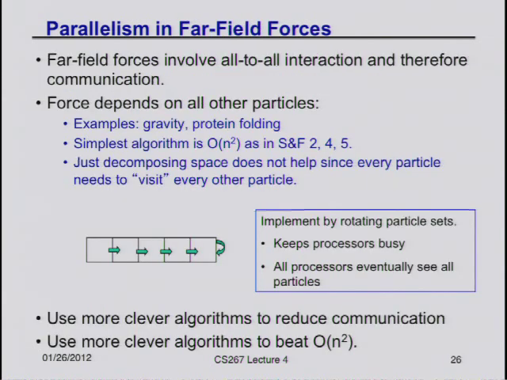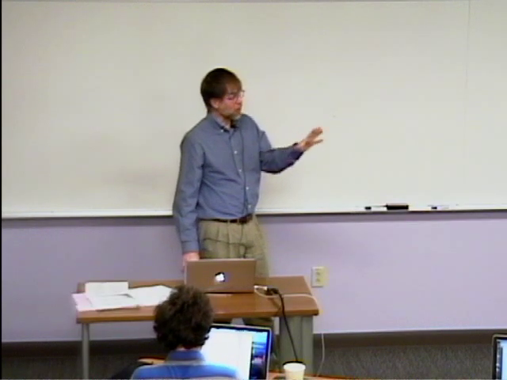And now we get to far-field forces, where it's a much more challenging problem. Everybody depends on everybody else. If you're doing your gravitational sum, and it's 1 over the distance squared, you can't ignore any terms and get the right answer. So how you distribute the particles doesn't help that problem. I could put all the particles on one processor, then no communication would be required, but I wouldn't have any parallelism either.